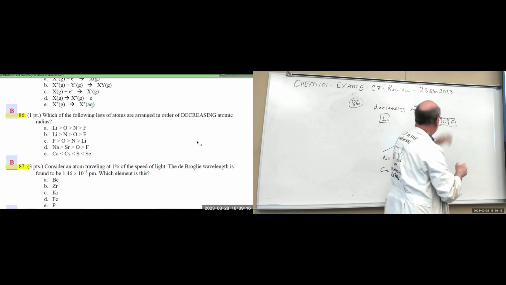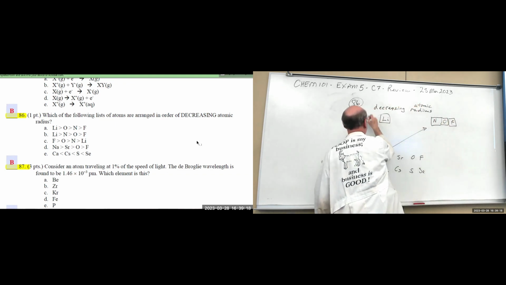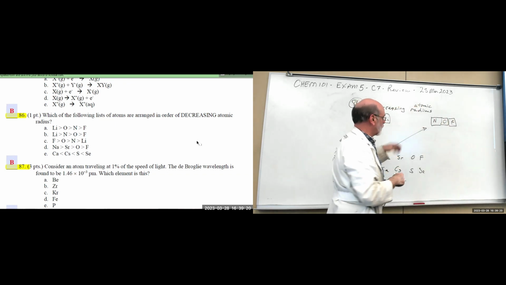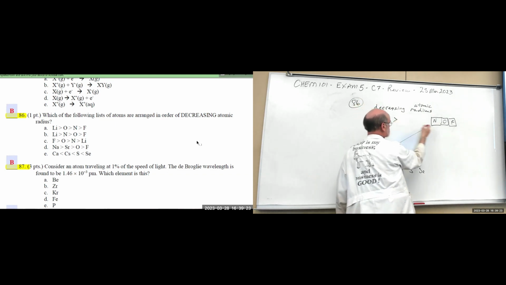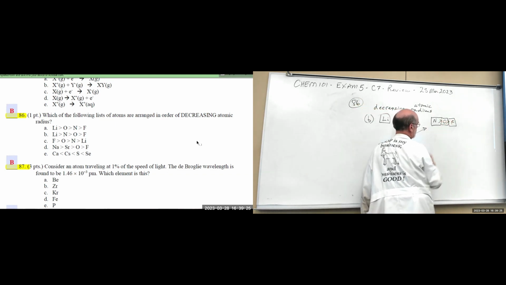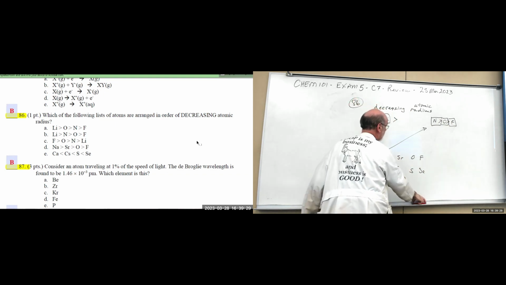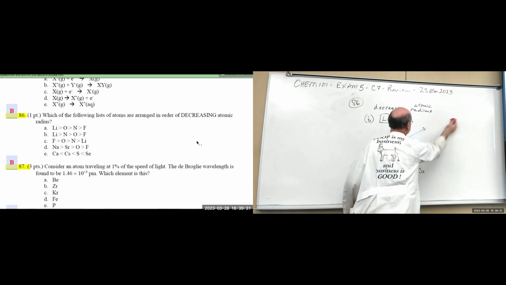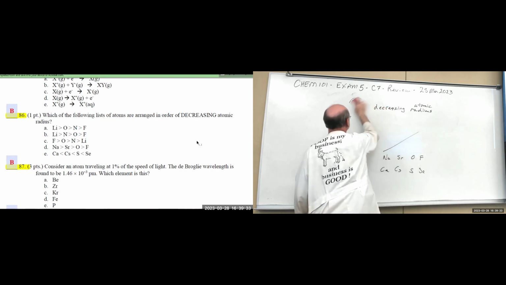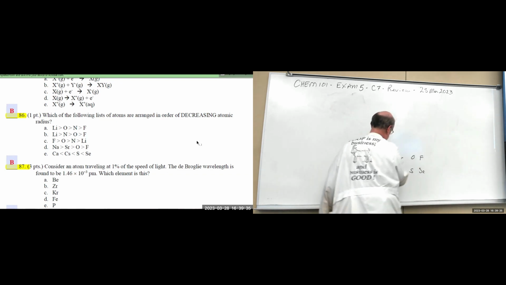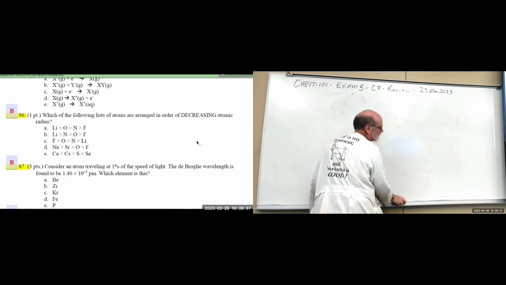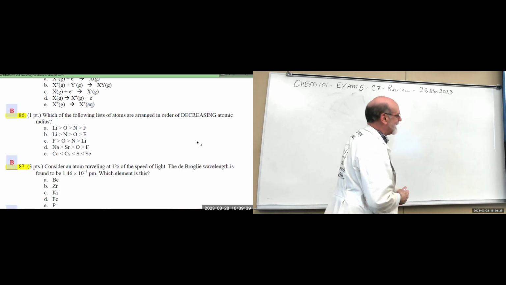Lithium, nitrogen, B. B has them in the correct order. Right? So they're decreasing this way, this way. All right. Okay. We didn't even have to look at those others. 87.